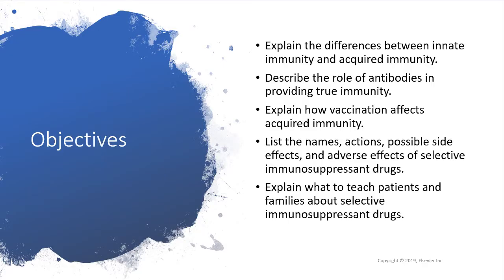Objectives: explain the differences between innate immunity and acquired immunity. Describe the role of antibodies in providing true immunity. Explain how vaccination affects acquired immunity. List the names, actions, possible side effects, and adverse effects of selective immunosuppressant drugs. And explain what to teach patients and families about selective immunosuppressant drugs.